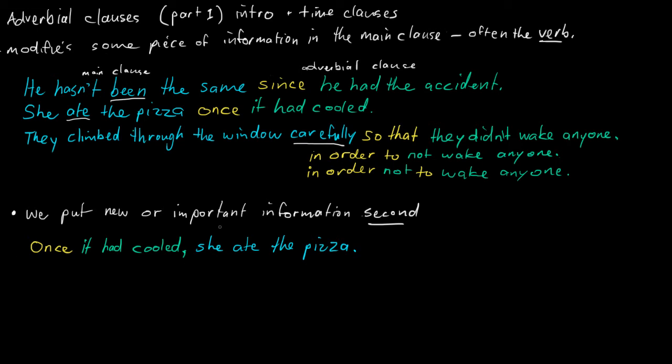Note as well that here, she ate the pizza once it had cooled, there's no comma separating the clauses. The subordinating conjunction fulfills the role of indicating change of clause. But when you put your subordinating conjunction first and you have your subordinate clause or your adverbial clause here, we will put a comma. So if the main clause comes second, you usually need to comma that off. So no comma with this one, comma with that one.